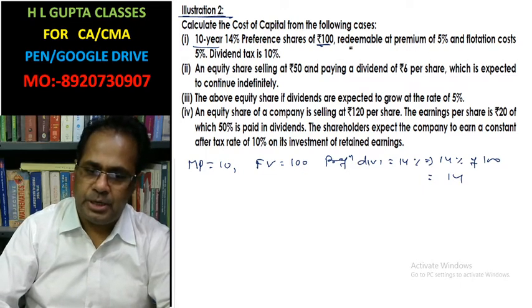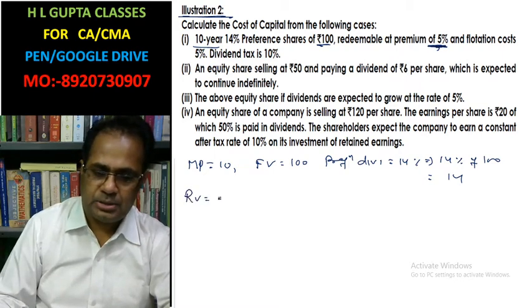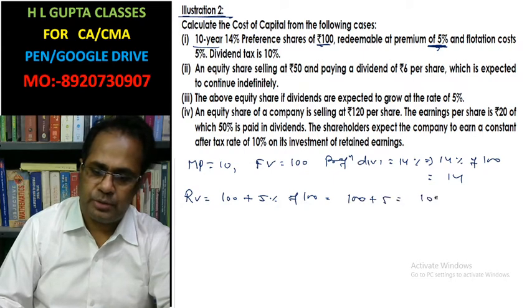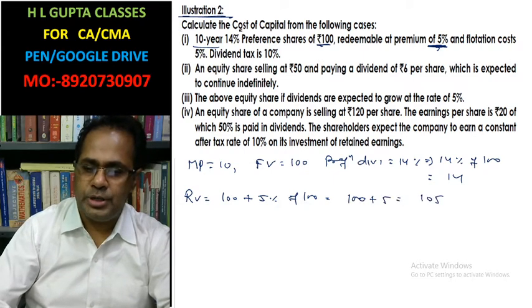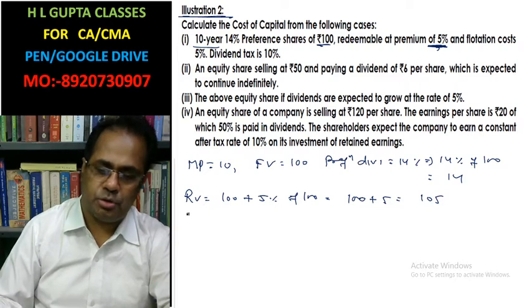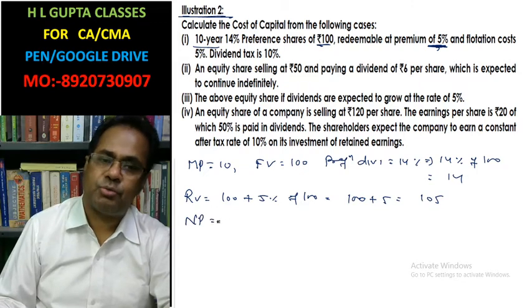Redeemable at a premium of 5%. It means the redeemable value is 100 plus 5% of 100, that is 100 plus 5, which is 105. Floating cost is 5% and dividend tax is 10%. Floating cost is utilized to calculate the net proceeds.